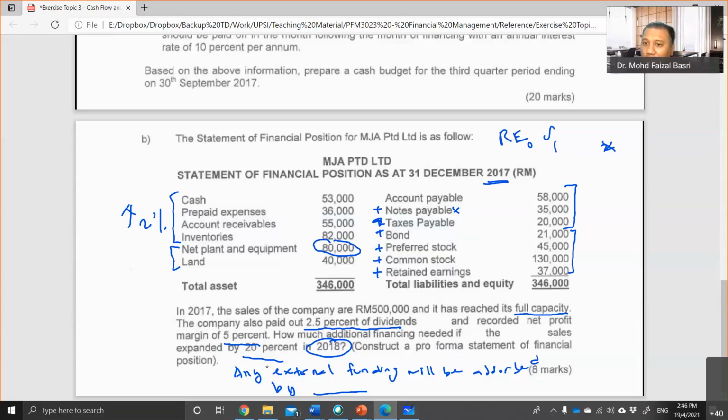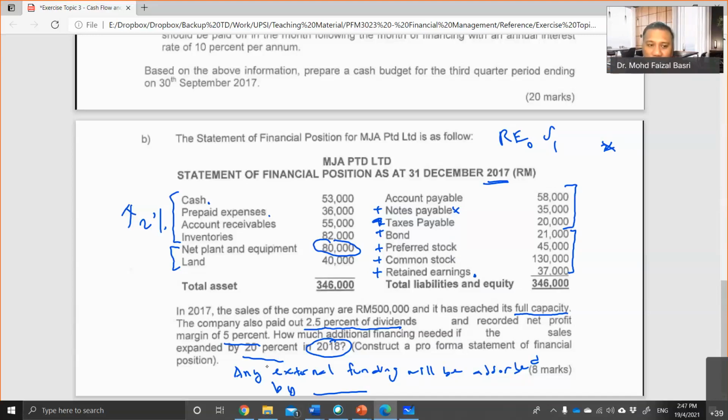So when I put 0, it means the original ones. All of this information, this is cash 0. This is prepaid expenses 0. Okay. And if I put 1, it represents the following year. Okay, the following year, which in this case is 2018.